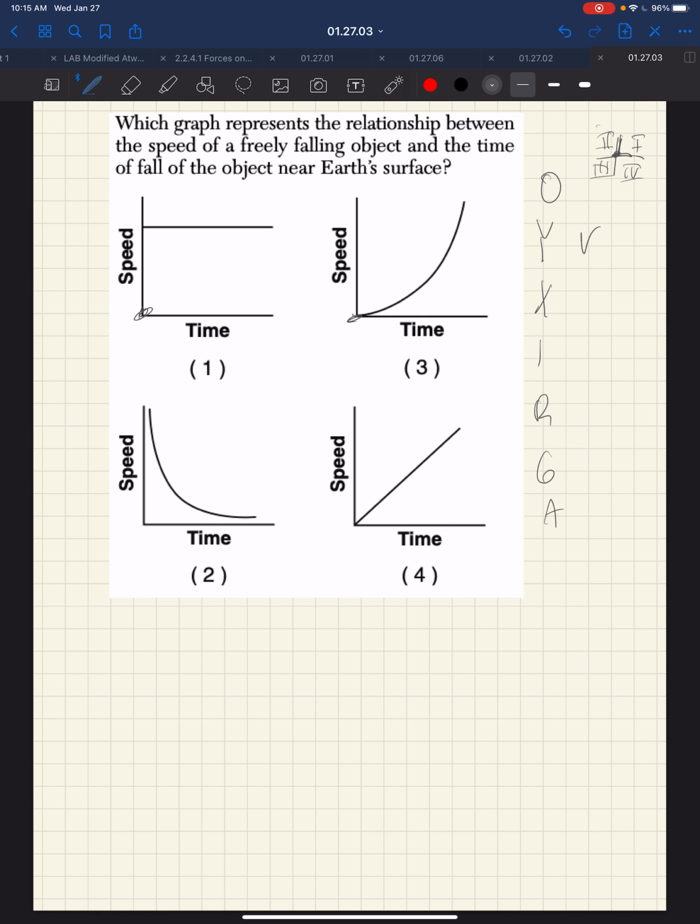Y-axis is speed for all of them. The x-axis is time for all of them. The intercepts are varied for each one, but it gives us the speed at the outset. The things we can read are the axes themselves, velocity and time.